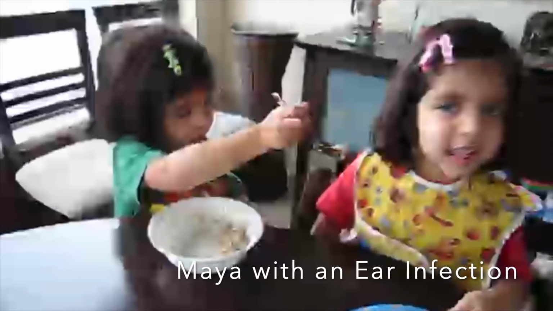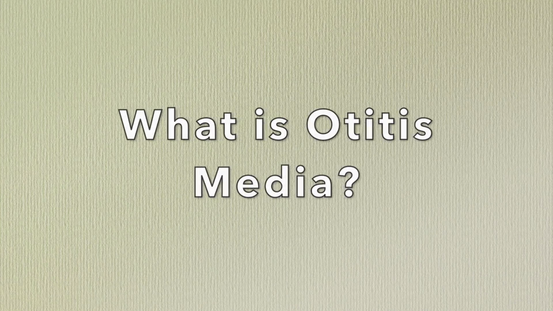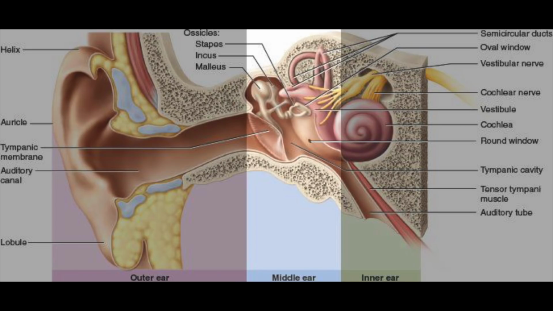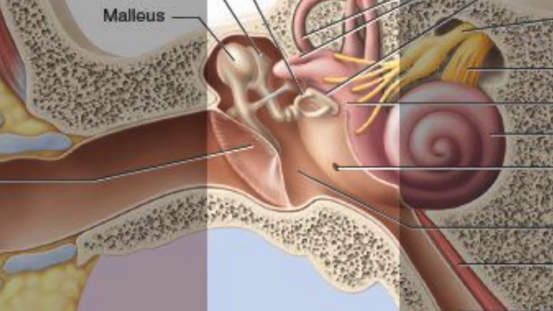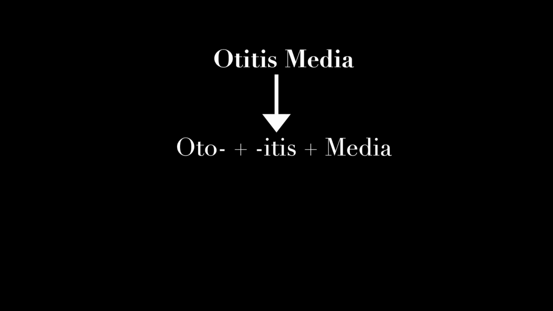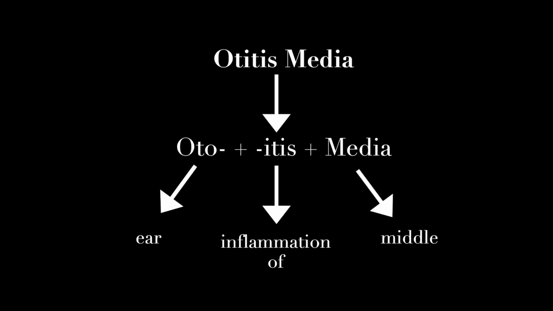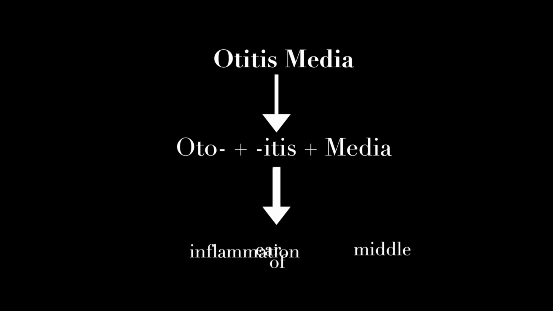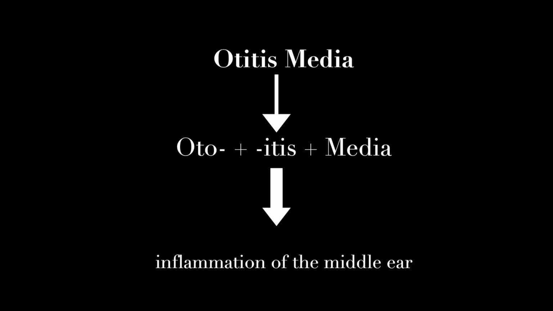Ear infection. What is otitis media? It is the infection of the middle ear, which is an air-filled space behind the eardrum. Why is it called otitis media instead of ear infection? Well, the root oto means ear, itis means inflammation of, and media means middle. Therefore, otitis media literally means inflammation of the middle ear.